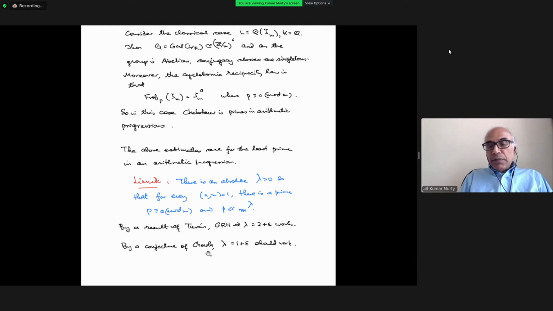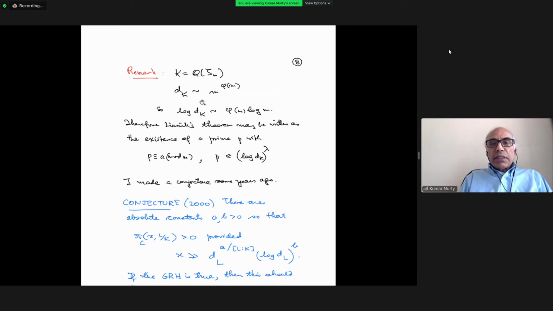Now here's something we don't know yet. I don't know even what hypothesis implies it, but Chowla conjectures that 1 plus epsilon should work. In other words, just go past, maybe even M times a small power of log might work, that you should get a prime in every residue class if you go up that high. This is not, as far as I know, a consequence of the Riemann hypothesis.